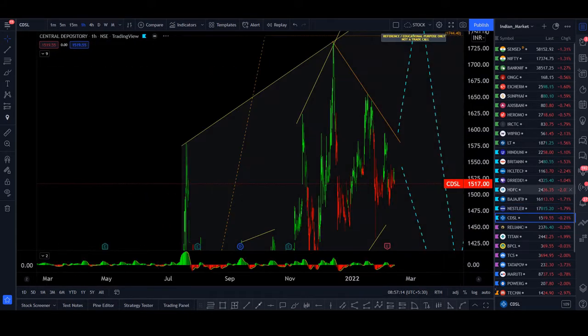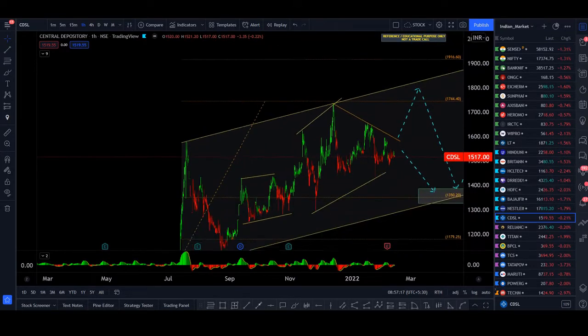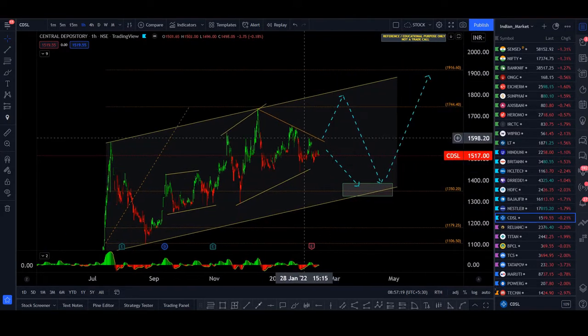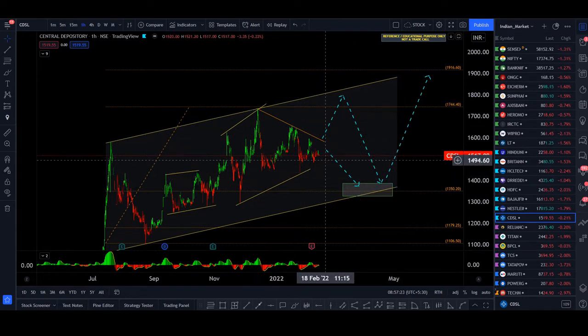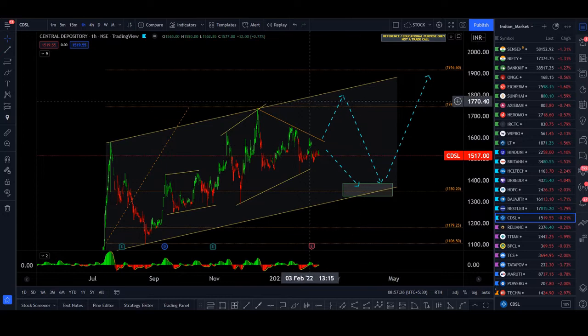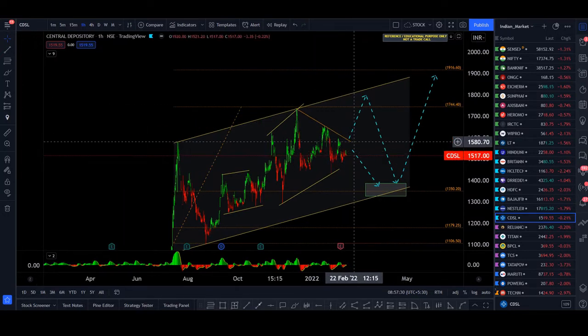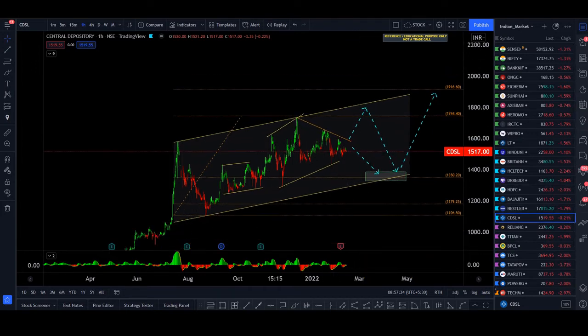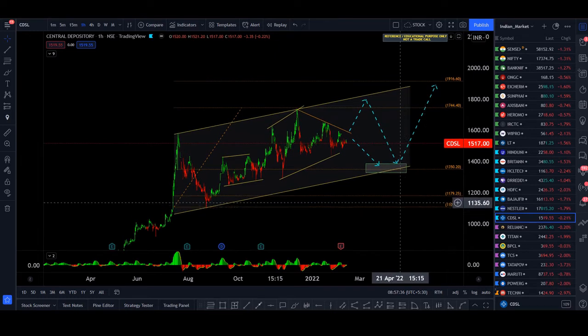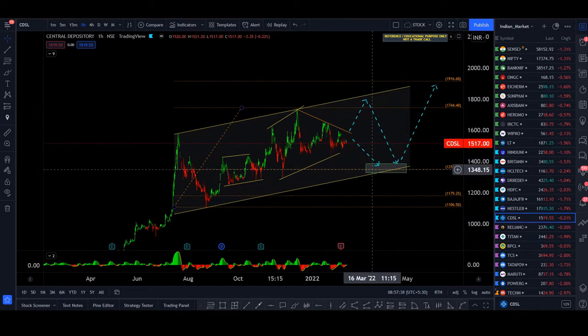Next is CDSL. This is actually very much sideways, and we don't know which direction it can go, but there are two possibilities. One, it can go up and down, and otherwise it can actually touch this and then go up. So right now we are not looking for a trade unless it breaks out. Maybe possibly we might enter this. We are just monitoring it, but at this point there is no solid trade. But if it hits here around 1350, that will be a good trade to be in. So let's wait and watch.